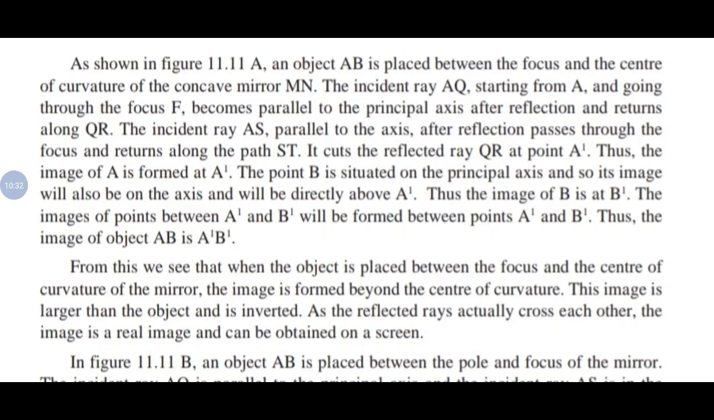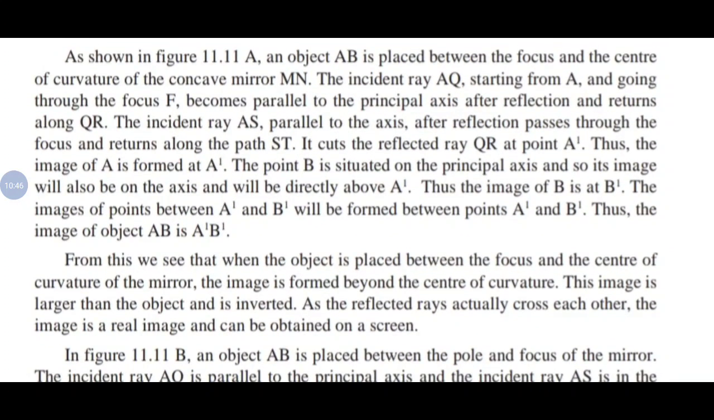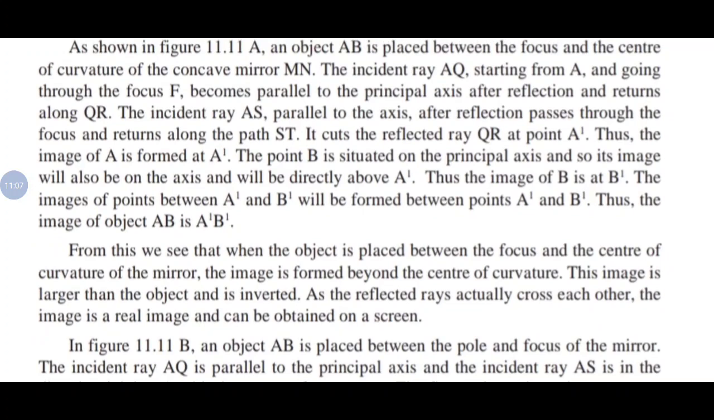The incident ray AQ, starting from point A and going through the focus F, becomes parallel to the principal axis after reflection and returns along QR. The incident ray AS, parallel to the principal axis, after reflection passes through the principal focus and returns along the path ST. It cuts or intersects the reflected ray QR at point A dash. Thus, the image of A is formed at A dash.